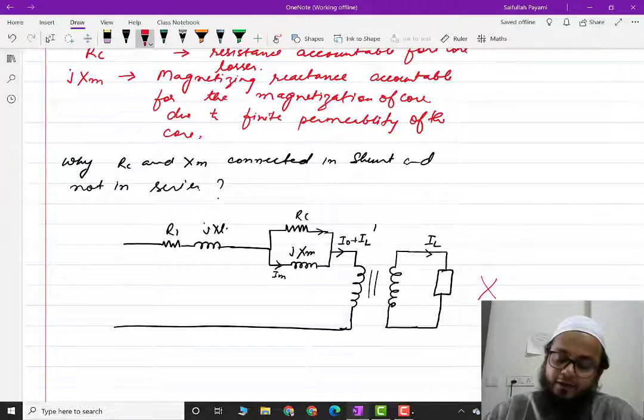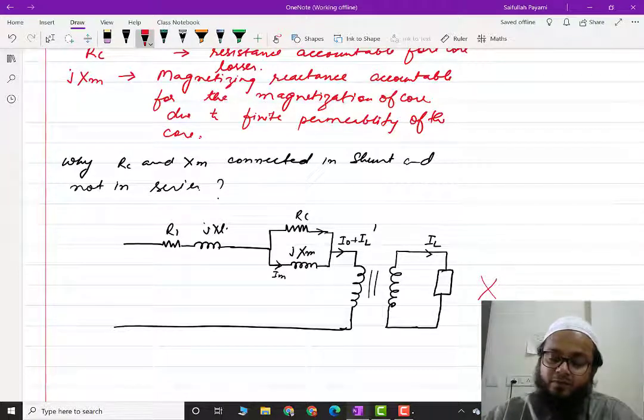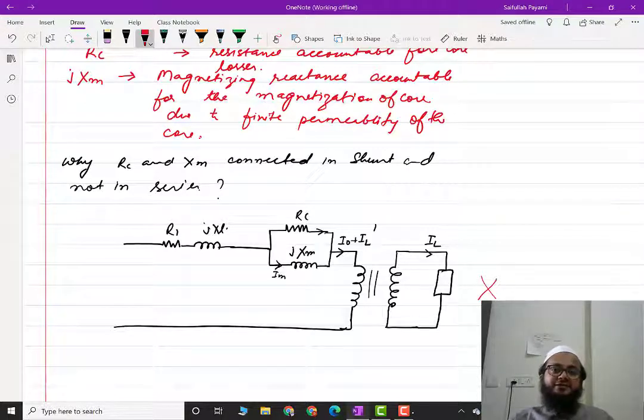And the second thing is, as I have explained before, the core loss RC depends upon the flux in the core. It's a fixed loss. Even if you don't load it, those losses are there, right? That depends upon the flux density, or the flux in the core, and the flux in the core depends upon the induced EMF here, E1.